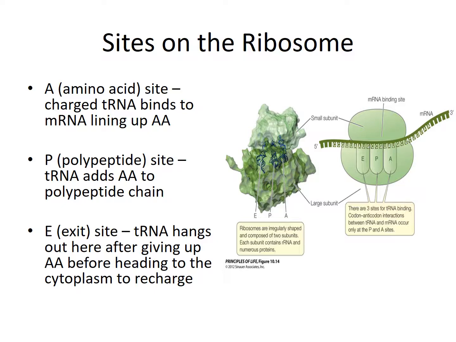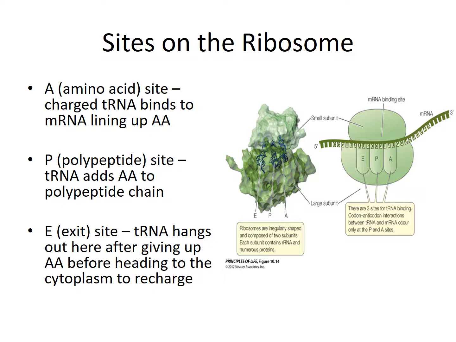So the A site is the first place that the codon is going to move through. And you can see the mRNA enters the ribosome at the 5' end, and it moves down towards the 3' end through the ribosome. So the A site is the first one. That's the amino acid site. That's because what's called a charged tRNA is going to bring its anticodon and line up with the codon in the A site. A charged tRNA means that the tRNA has an amino acid attached to it.